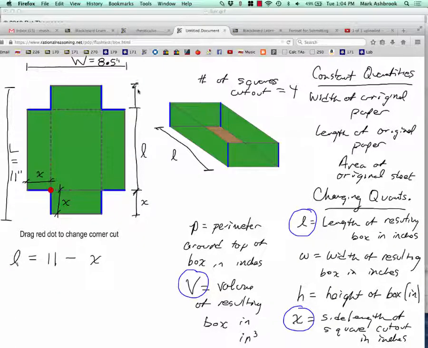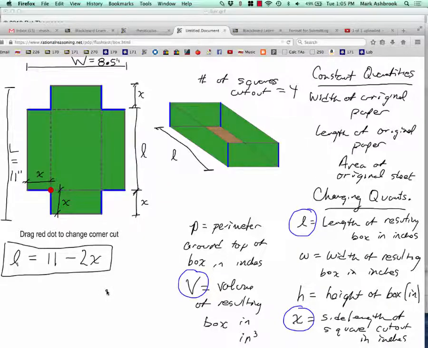So if we take that whole distance, this whole distance is our 11, and we take off this x for this square, and take off this x for this square, it leaves us with the length of the final box, so 11 minus 2x. All right, so what is that? That's L in terms of x. Remember formulas, L in terms of x.